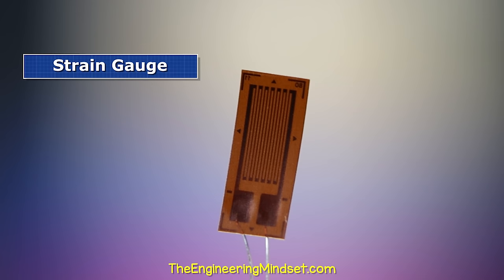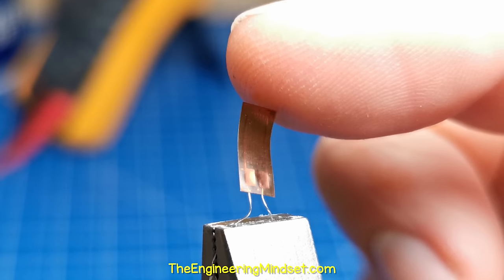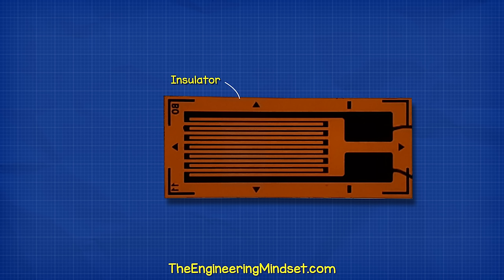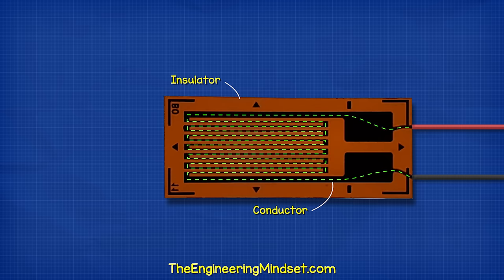Strain gauges look something like this. It's a sensor which deforms under stress. We can see there is a layer of insulation and a thin conductive layer of foil looping in a grid pattern, which provides a path for electricity.